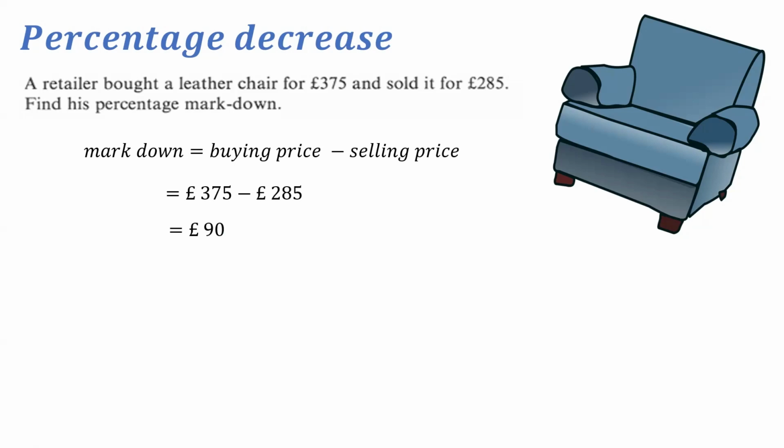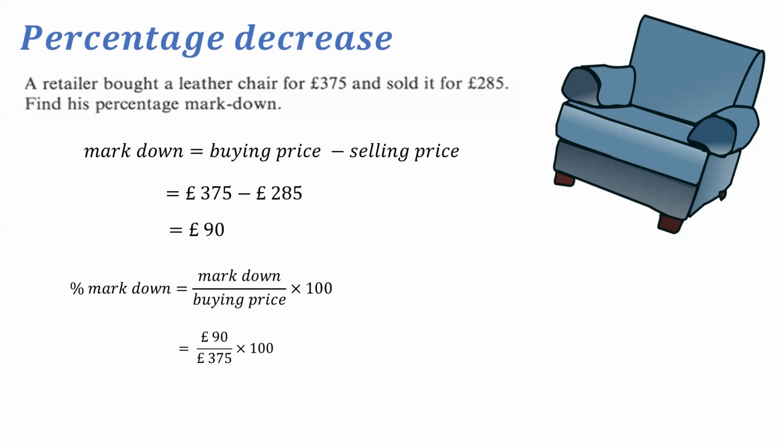And now let's see how we are going to find the markdown percentage. That is given by this equation: the value for markdown divided by the buying price, multiplied by 100. Let's substitute that: 90 divided by 375, multiplied by 100. So here also the answer will be 24%. That's how we find the percentage decrease.